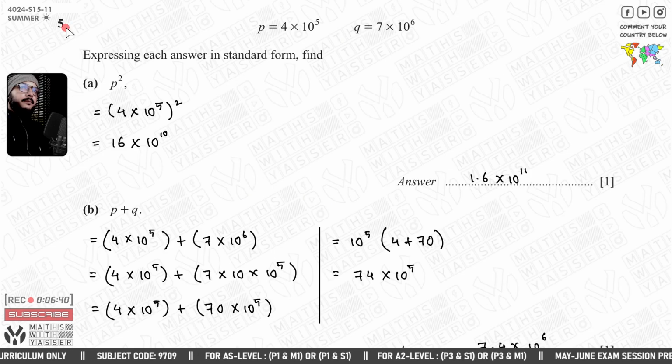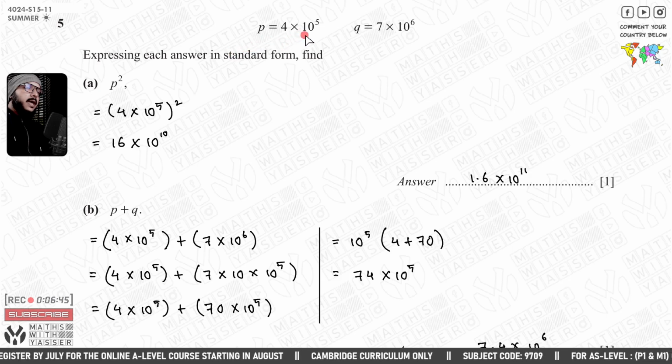Question number 5. It is given that P is equal to 4 times 10 to the power 5 and Q is equal to 7 times 10 to the power 6.